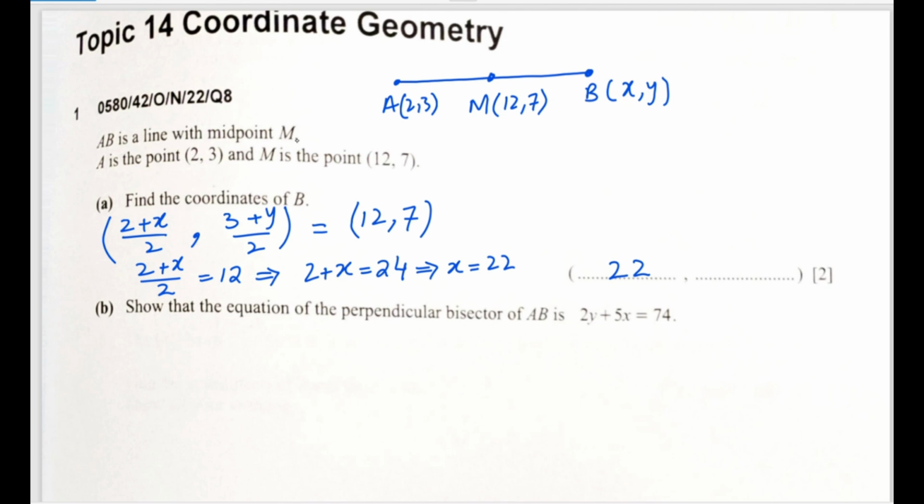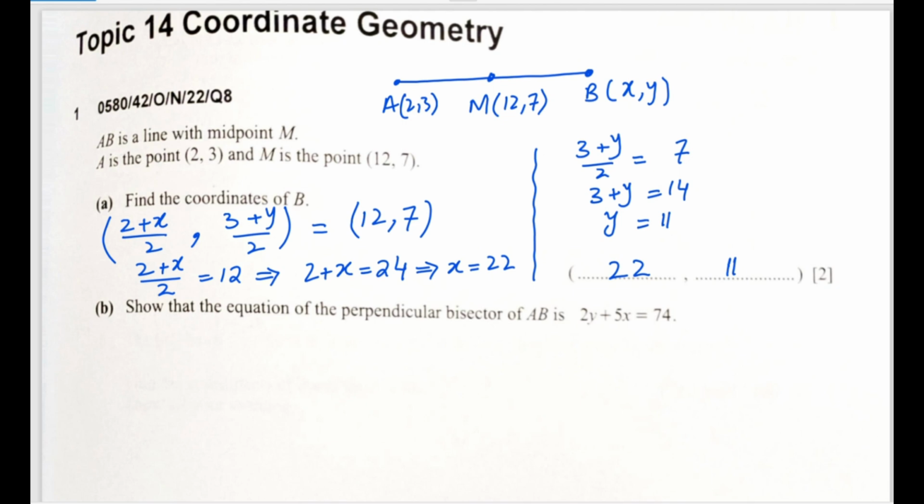Now similarly, we will replace y coordinate equal to y coordinate. And the y coordinate, (3 plus y) over 2, is equal to 7. 2 is multiplying on the right side. 3 plus y will be equal to 14 and y will be equal to 14 minus 3, which is 11. So this is the coordinate point B.